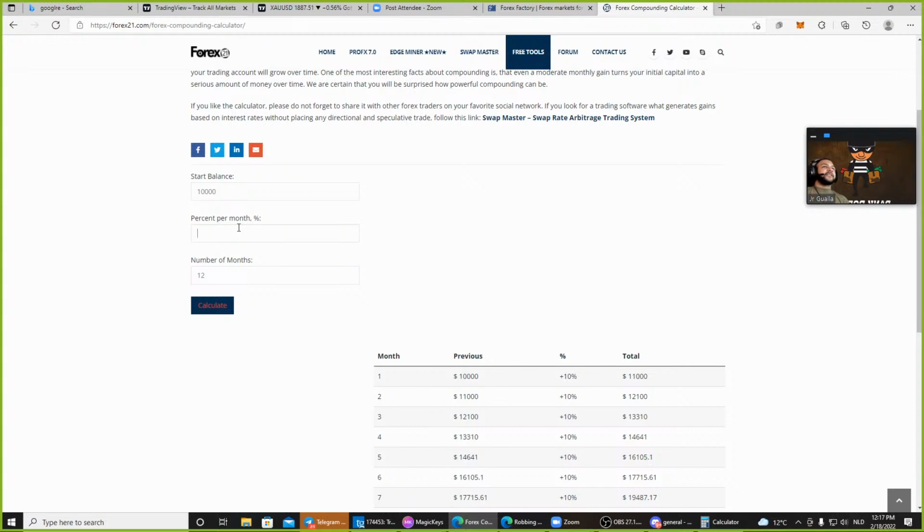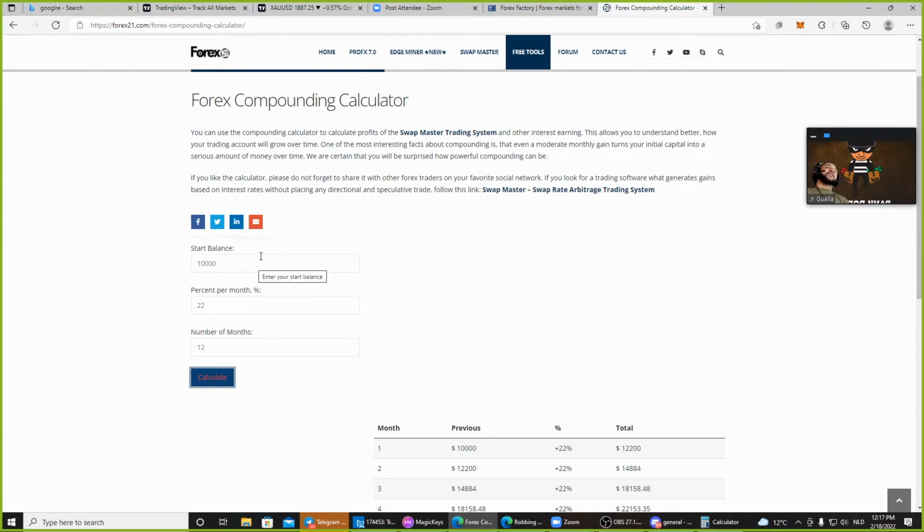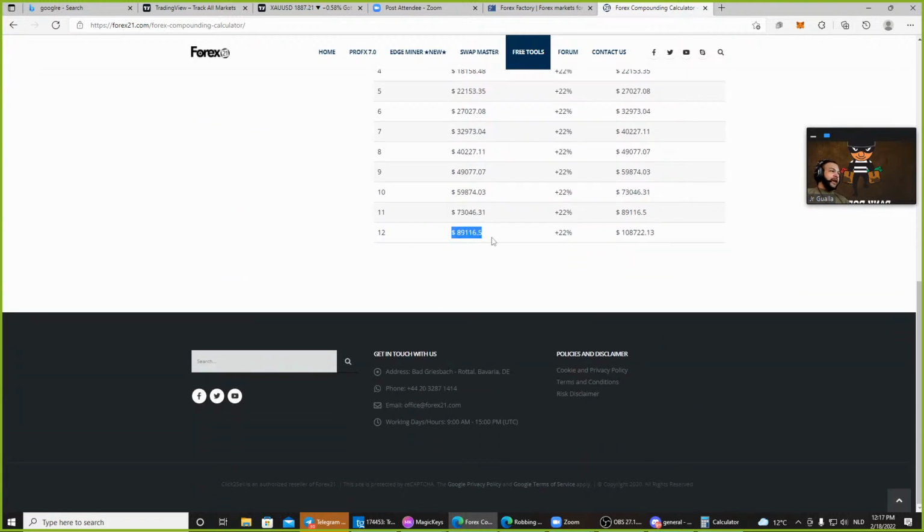Okay, it's 10K balance, 1%. Mr. Giano with the smiley face helped me out. He said it's 22. I'm not gonna do any math. I'm gonna let the Forex calculator do the math. You still don't come up to a million, bro. Your calculations are wrong because it's 10K, 22 a month for 12 months straight. You come up to 89K.